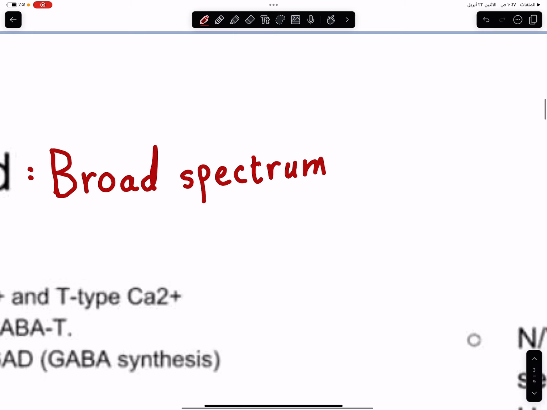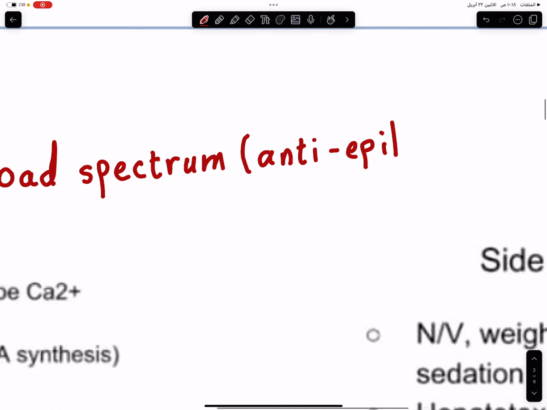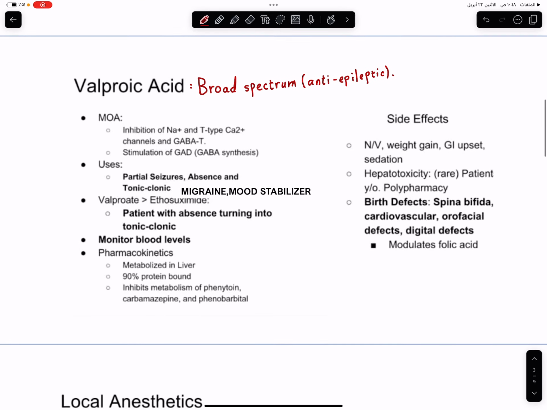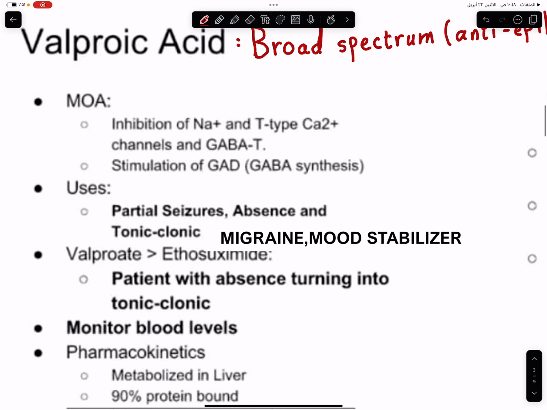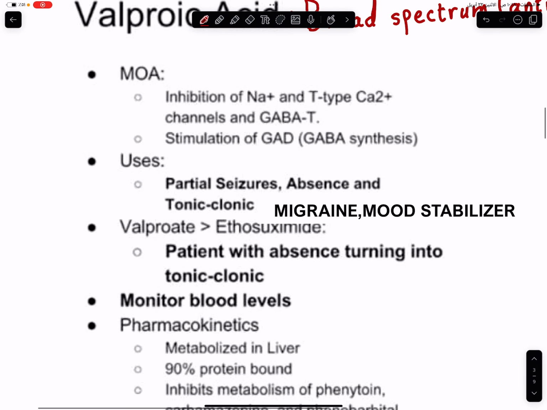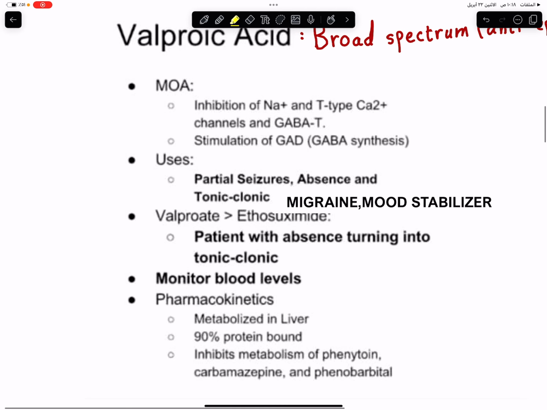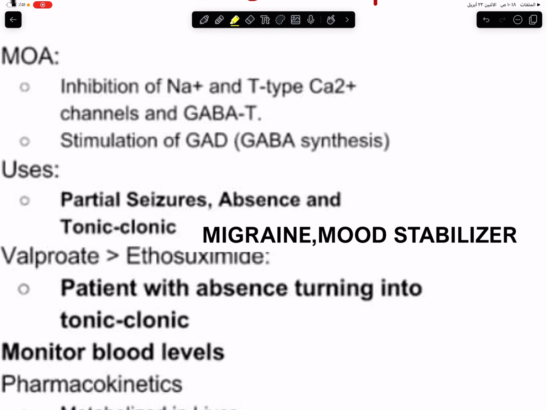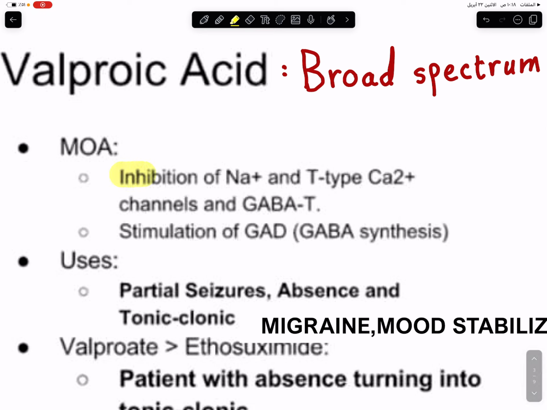First one, the mechanism of action. Even from the mechanism of action, we can understand why it is broad spectrum. It acts by more than one mechanism. The first mechanism is the same as phenytoin: it will block or delay the sodium channels, and it will also do one more thing, block T-type calcium, which plays an important role in contraction. So the first mechanism is that it will inhibit the sodium channels and T-type calcium.